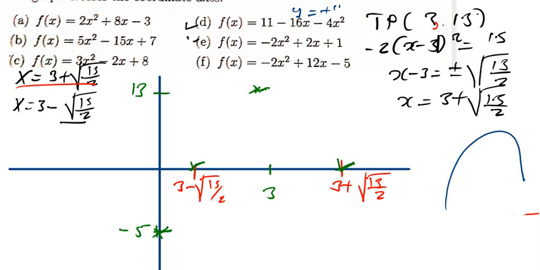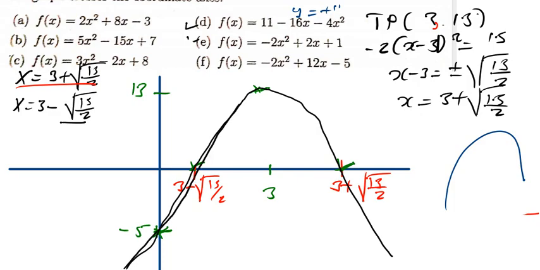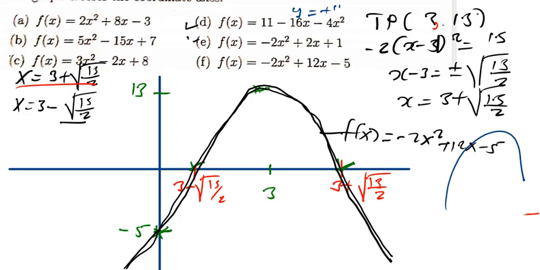Now this is making more sense. So it has to come like this, touches there, comes there, reaches there, then goes there. That's the graph. So that graph is the graph of f of x is equal to negative 2x squared plus 12x minus 5. That's the graph.